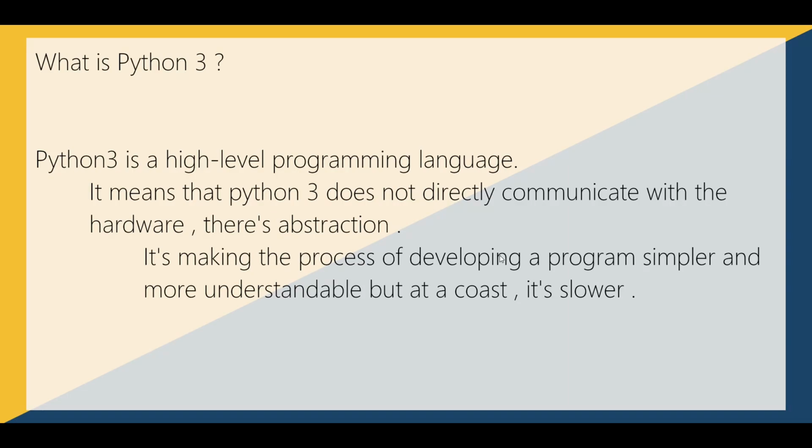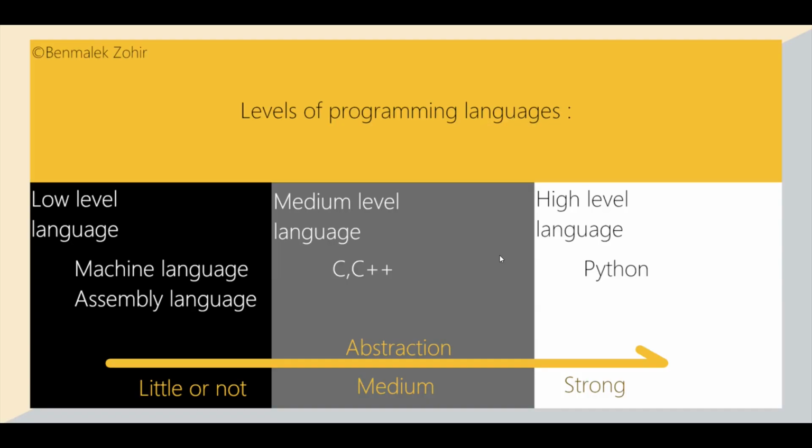So let me clarify what I mean by abstraction. There are levels of programming languages. There is the low-level language, with little to no abstraction, like machine language and assembly language. Those communicate with the hardware directly, okay? So there are no functions, unless you build one from scratch. And this is the abstraction.